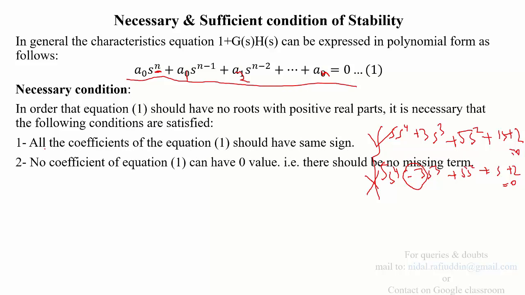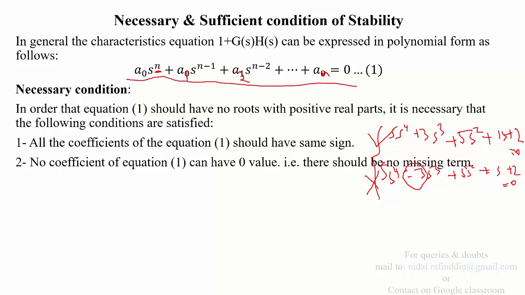Then I have the second condition, which says that no coefficient of equation 1 can have 0 value. That is, if you have equation 1 within which any of the coefficients is missing, is 0, then the system will not be stable.